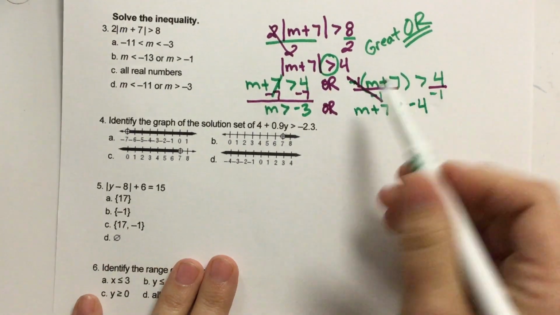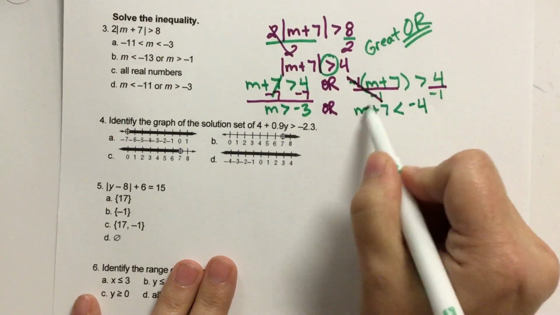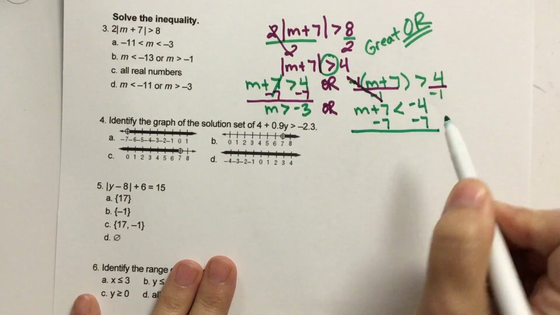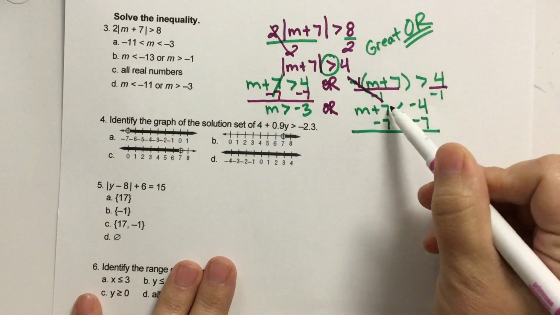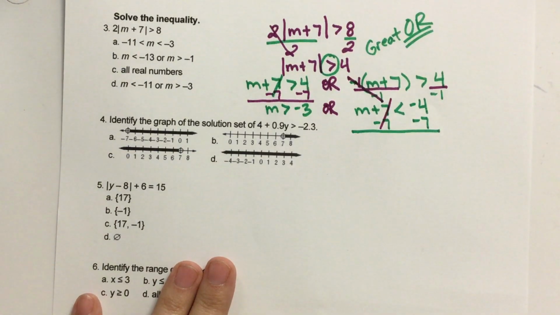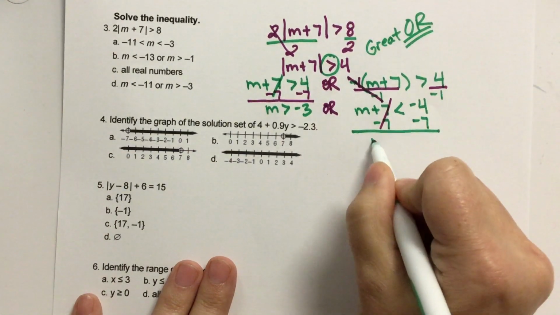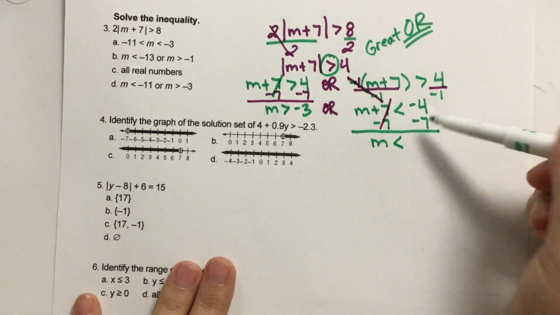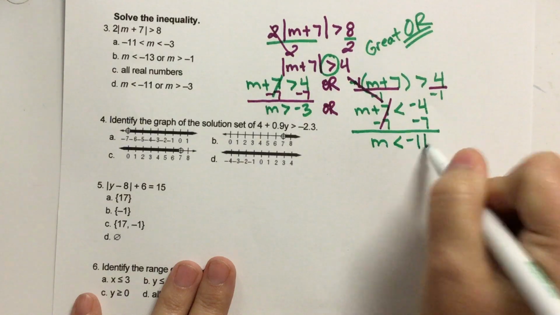Okay, so I need to keep going until m is by itself. To get rid of addition of 7, I'm going to subtract 7 on both sides. And then 7 minus 7 is 0. Shoop, that goes away. The m comes down, the symbol comes down, and -4 minus 7 makes -11.